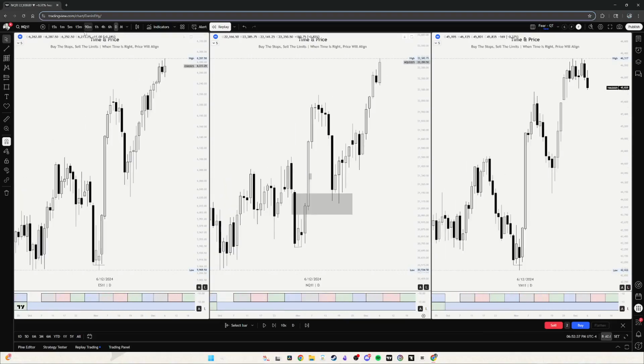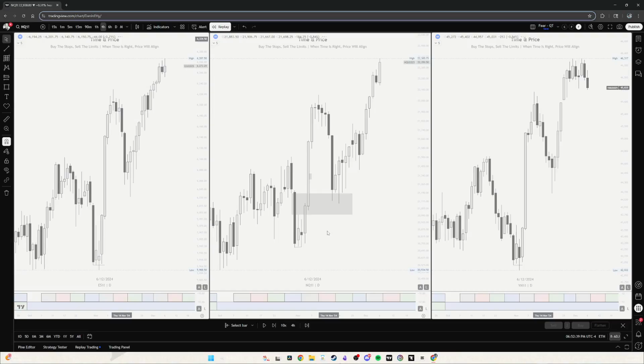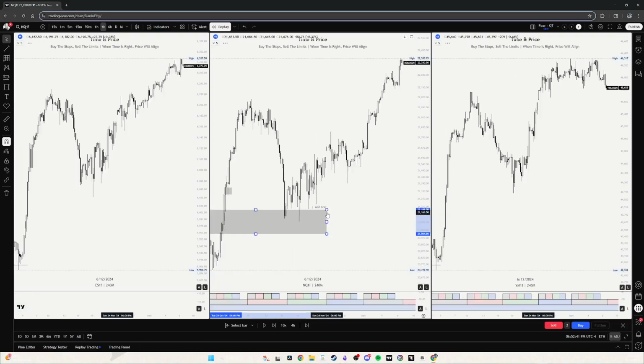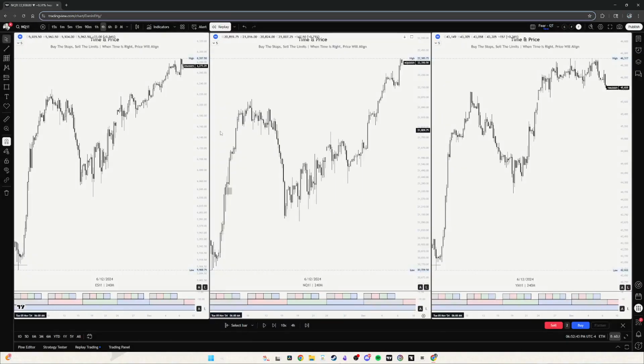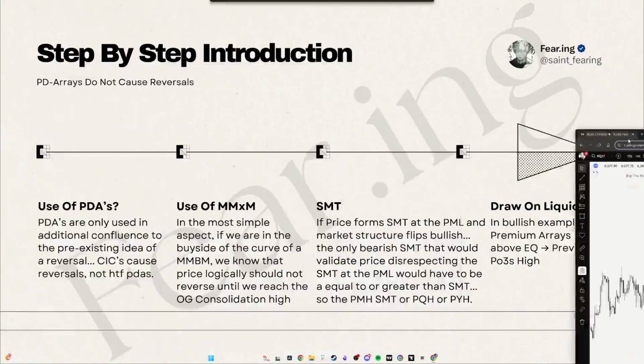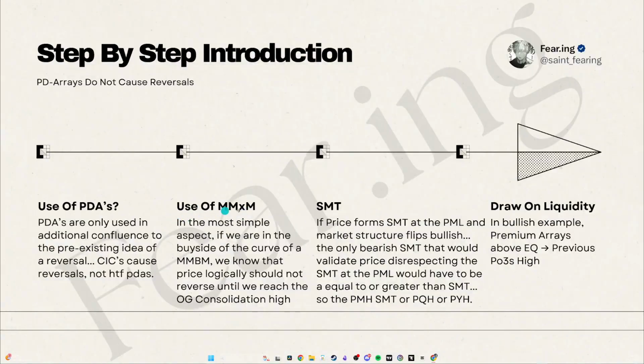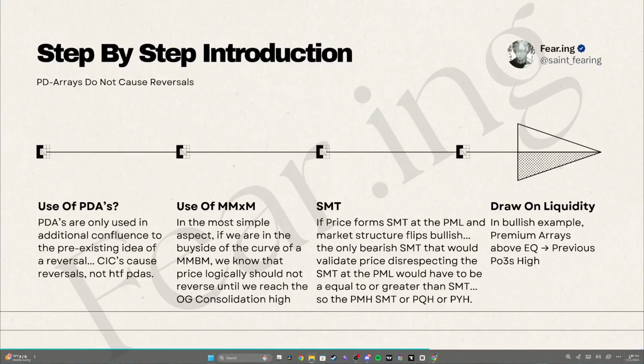Now, why are we specifically looking for longs here? The reason for that is the use of market maker models. In the most simple aspect, if we were within the buy side of the curve of a market maker buy model, we know that price logically should not reverse until we reach the original consolidation high.